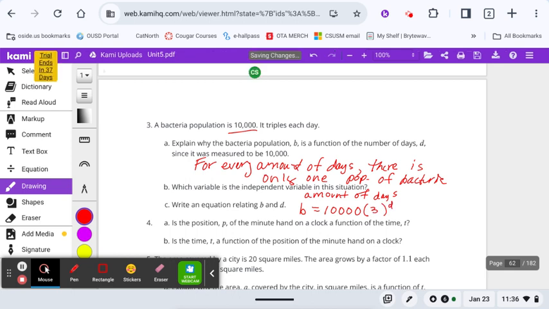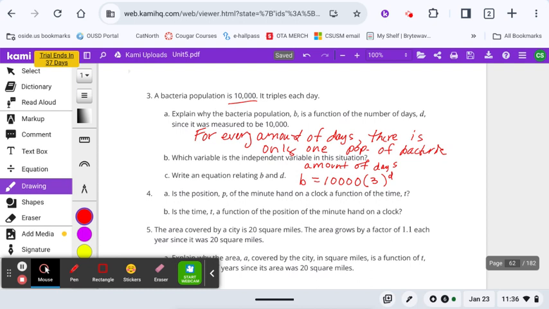is tripling, times 3, based on the number of days. Number 4, is the position P of the minute hand on a clock a function of time? Yes or no? And give us a reason why. Is the time a function of the position of the clock? Yes or no? And give us a why.